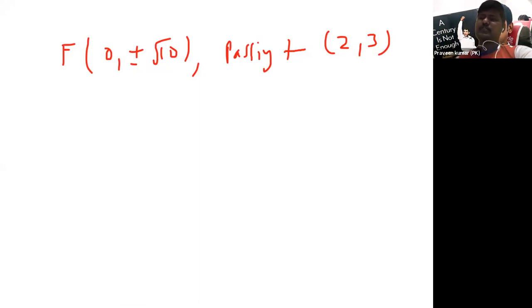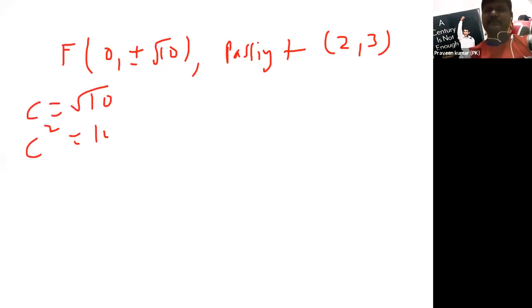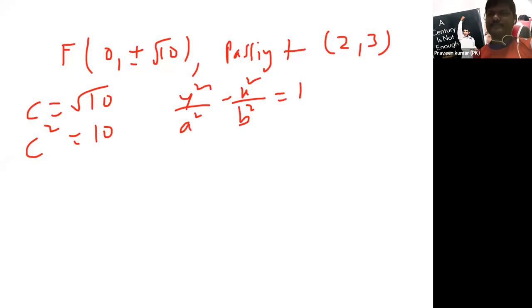This question you can try at home. c is given as root 10, so c square is 10. It is passing through the y-axis, no? y square by a square minus x square by b square equals 1. Okay, correct answer. Substitute (2, 3), what will you get?